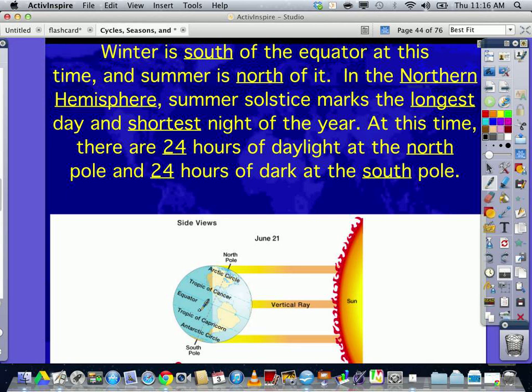So think about your summer days. They're really long. It gets dark really late at night. You have long days. And at this time, like we just said, 24 hours of daylight at the North Pole. And then look at your picture. 24 hours of dark at the South Pole.